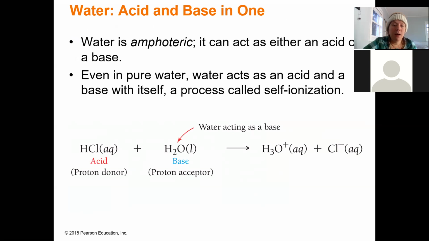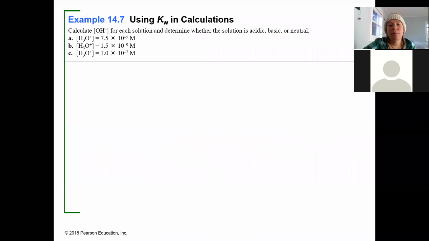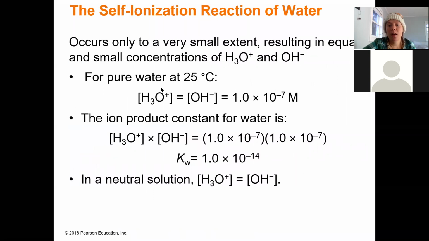Okay, so we're gonna stop off there. The last section has to do with calculations. So I don't wanna get started into KW and all that just yet. So we'll finish that up on Monday. We may even have some time on Monday to start our final review.